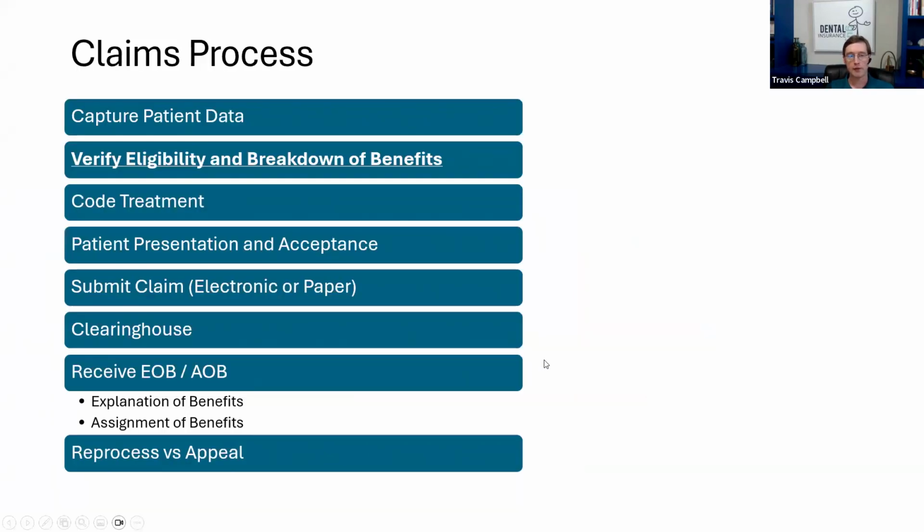Okay, so now that you have all the patient data, before the patient comes in, you're going to want to verify the data you have, and that's eligibility and breakdown of benefits.